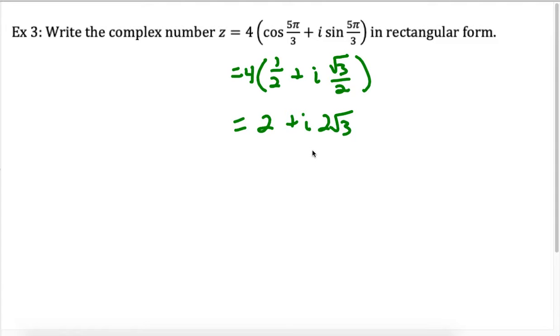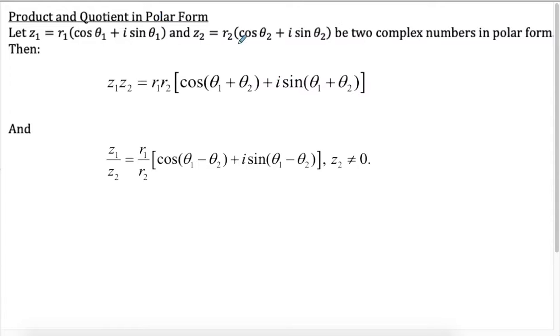Okay, and that's all we need to do. I just need to find these values on the unit circle and simplify. So it is a little bit easier going from polar to rectangular form. All right. So on the back then, let's take a look at multiplying and dividing complex numbers in polar form.